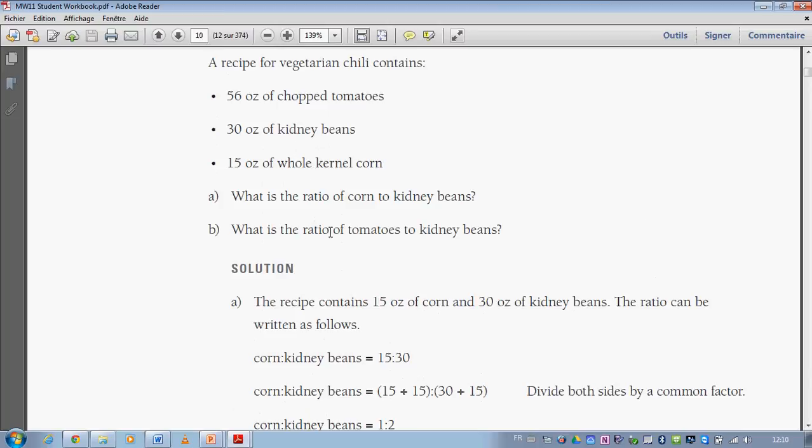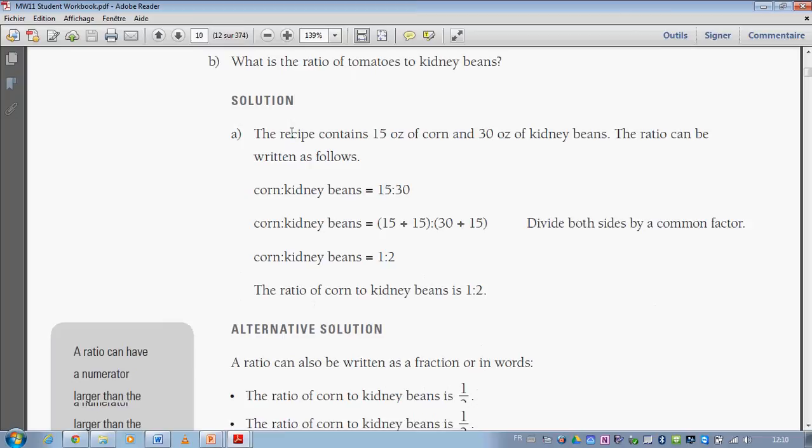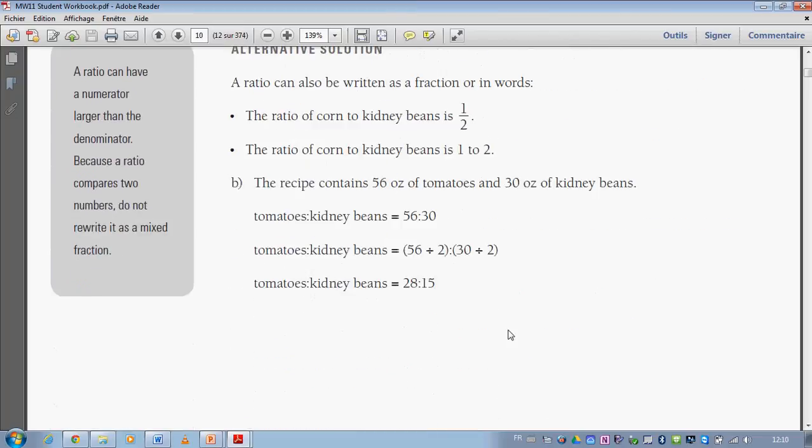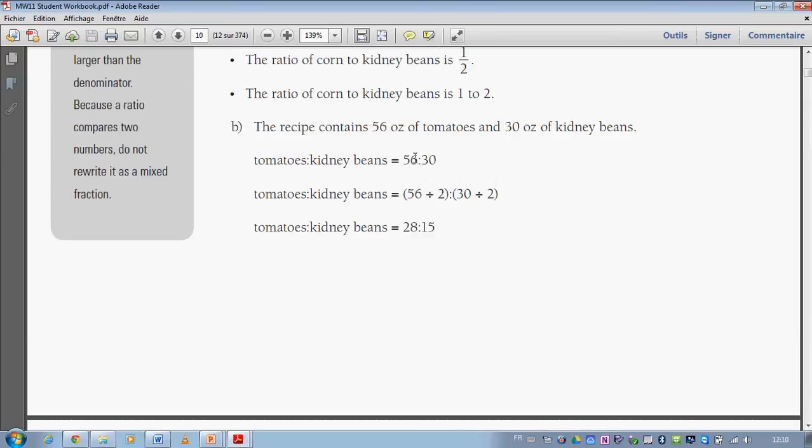That's the same thing they do with tomatoes to kidney beans. You've got 56 ounces of tomatoes to 30 ounces of kidney beans, and they write 56 to 30. The greatest common factor between these two is 2. So they divide the top number by 2 and the bottom number by 2, and that way they're simplifying it to 28 to 15.